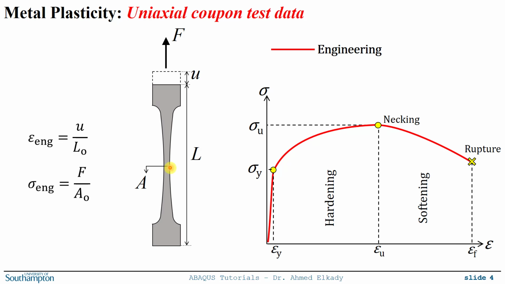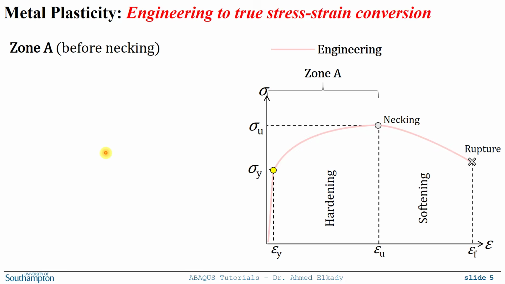So the question here is, when we do this kind of test, we have this kind of engineering stress strain. So what we need to do is transform or convert this curve into the true stress strain curve, which is the true behavior of the material. So how can we do that? Well, first thing, we divide our stress strain curve into two zones.